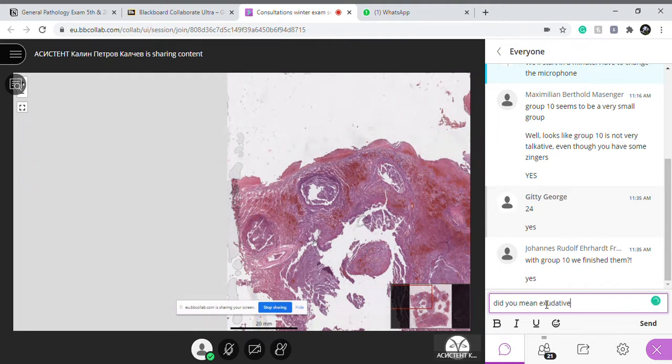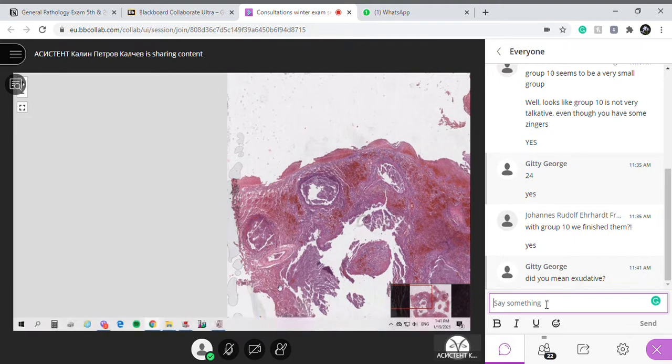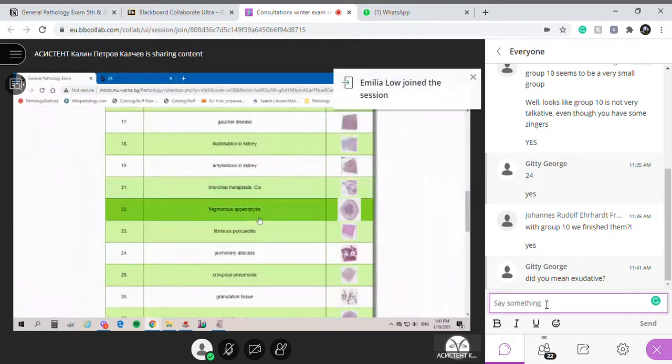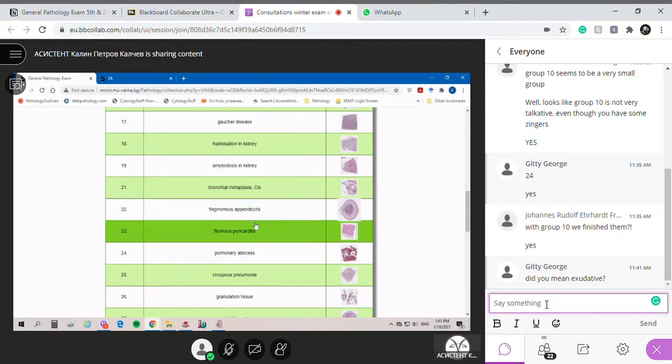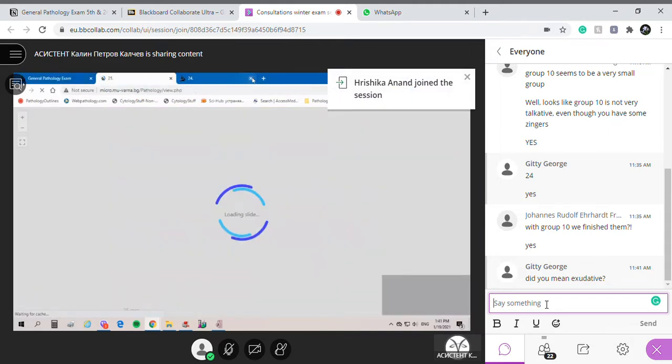Okay, so we continue with the next one. And this is slide number 24, which is another type of pneumonia. This is the pneumonia.